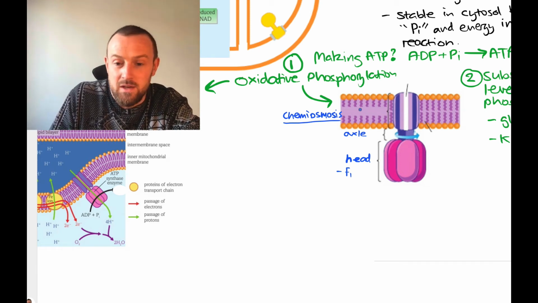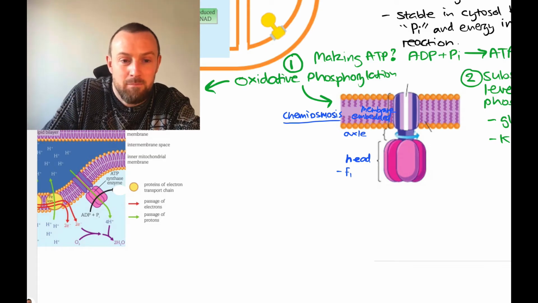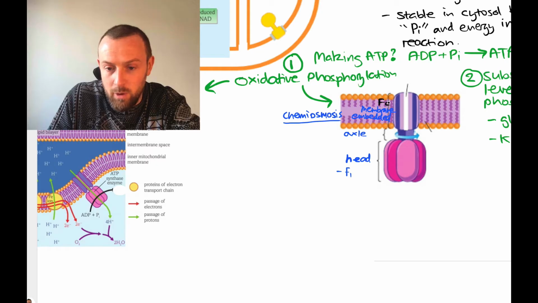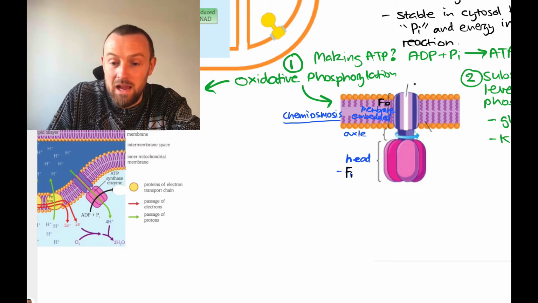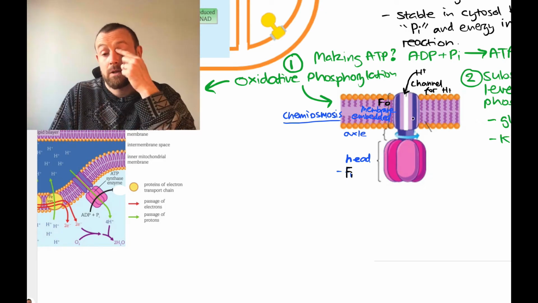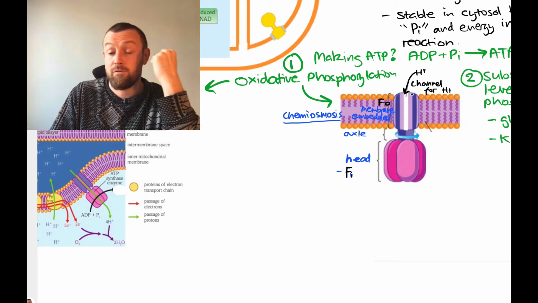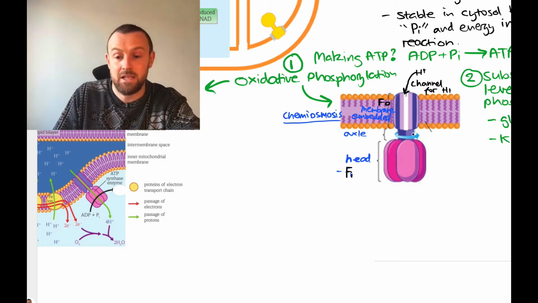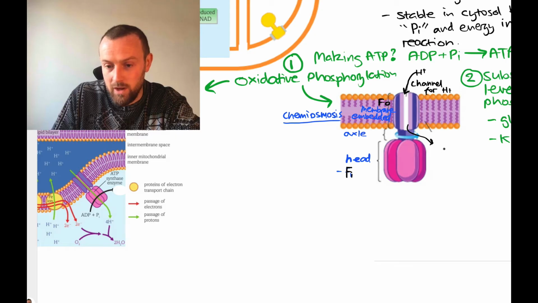So we'll just call it the membrane embedded. Hope you can see that. It says membrane embedded, or F0 part, and then we have the head part, which is called the F1 part, and here we have a channel for H+. So H+ ions can flow down the channel through the membrane from the inner membrane space back into the matrix, and then they can kind of exit the channel this way.